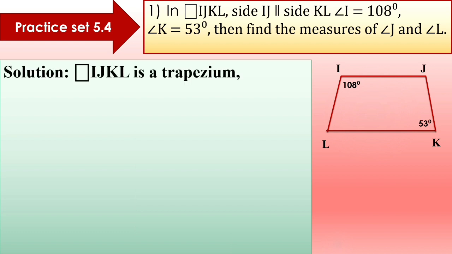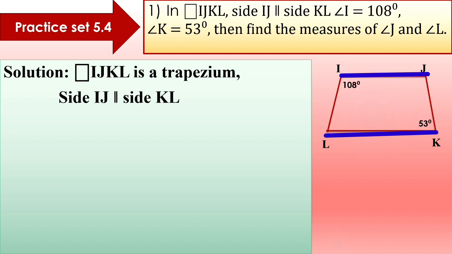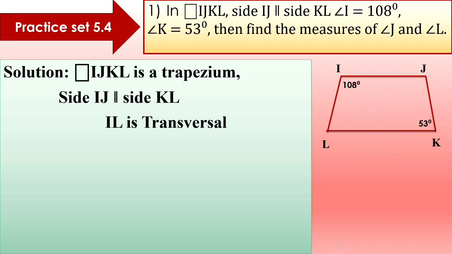Solution. First of all, we will draw the figure IJKL. So IJ is parallel to KL. We will write the name IJKL and substitute the value of angle I as 108 degree and angle K as 53 degree. Quadrilateral IJKL is a trapezium. Side IJ is parallel to side KL is the given information, and IL is a transversal. Students, listen again. Side IJ is parallel to side KL and IL is a transversal.